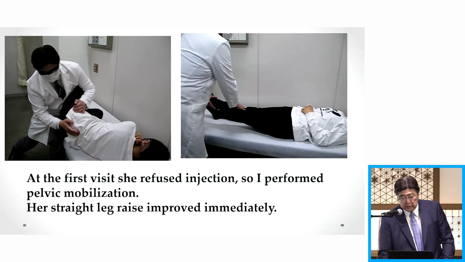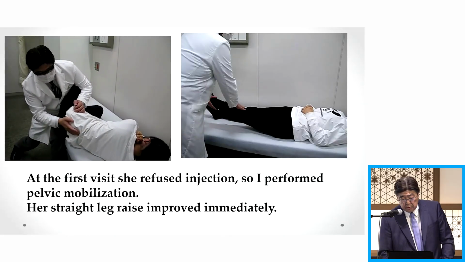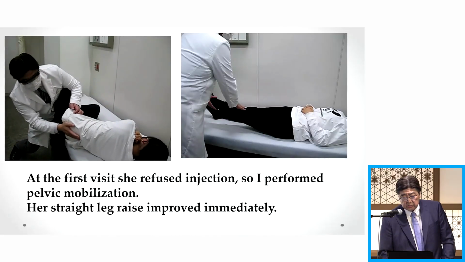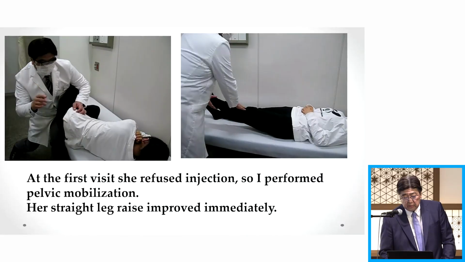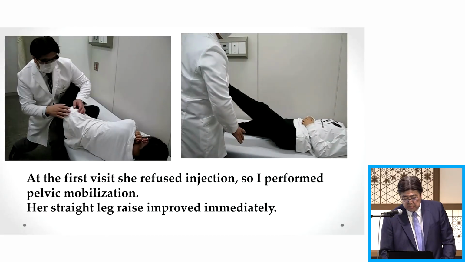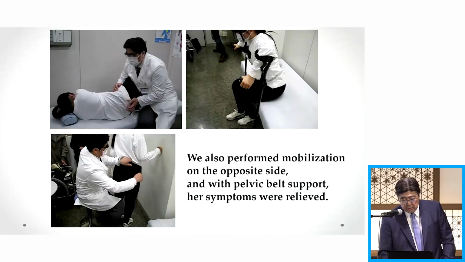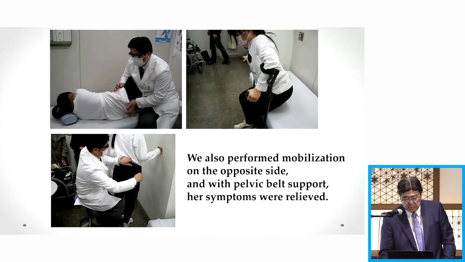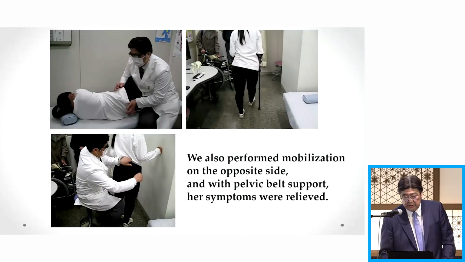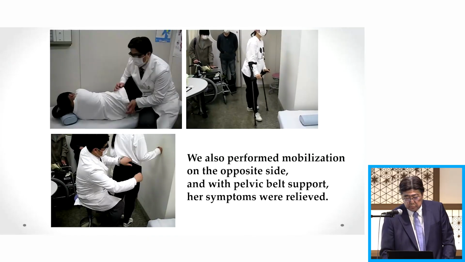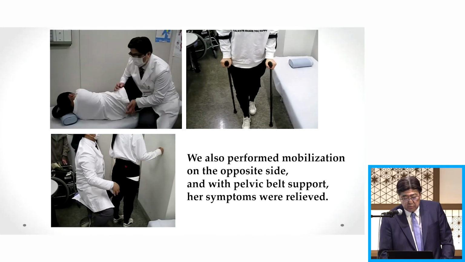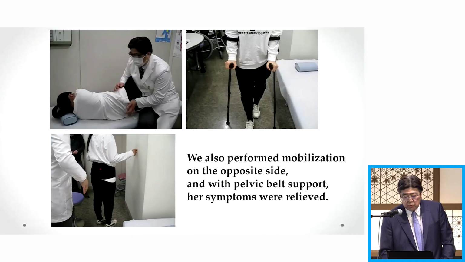Gradually, her leg is opened slightly. The point of this technique is to rotate slightly, and after that, her straight leg raising improved immediately. We also performed mobilization on the opposite side. The same pain will decrease. And with the pelvic belt support, her symptom was relieved.